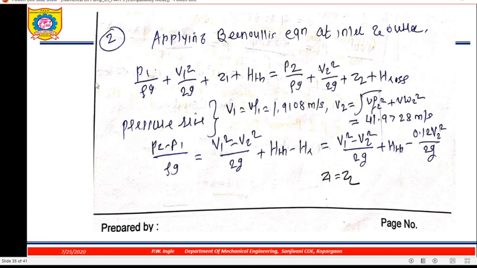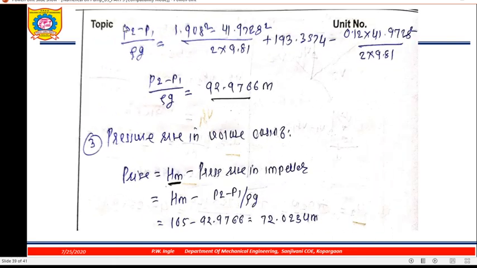Then applying Bernoulli's equation, P1 by rho g plus V1 square by 2g plus Z1 plus theoretical head equal to P2 by rho g plus V2 square by 2g plus Z2 plus head loss. So V1 equal to Vf1. So V2 you can calculate. Therefore P2 minus P1 by rho g is this. Okay, assuming Z1 equal to Z2. So P2 minus P1 by rho g, you will get what? 92.9766 meter. This you have to calculate.